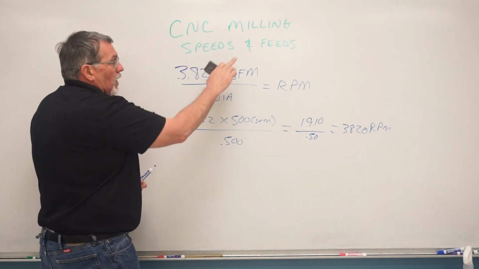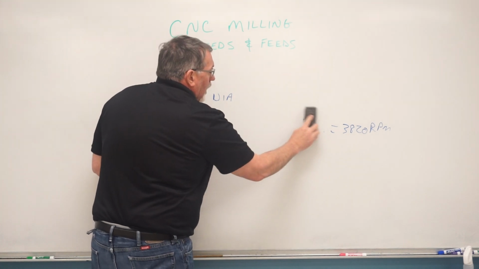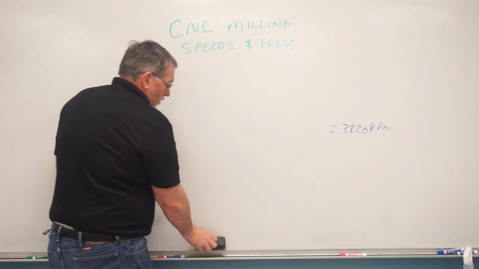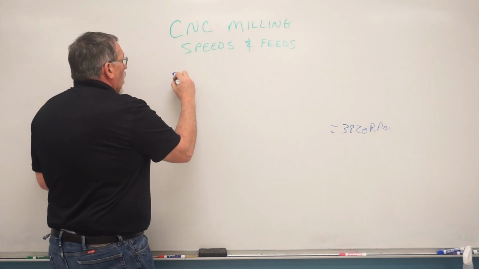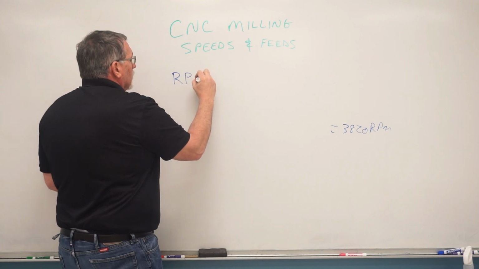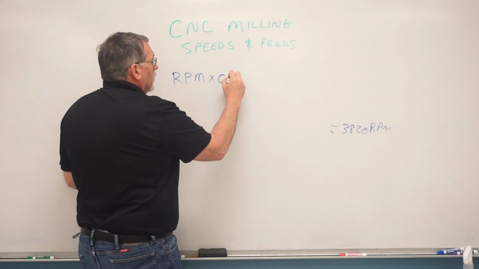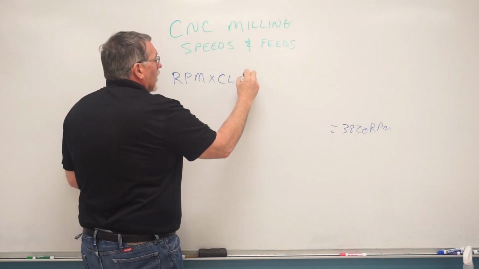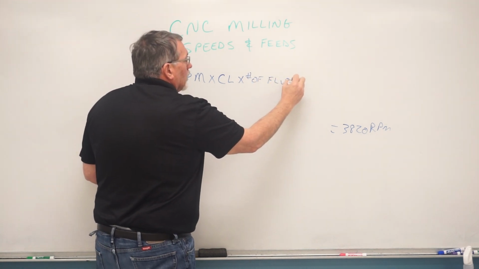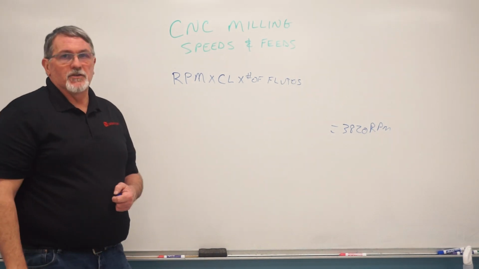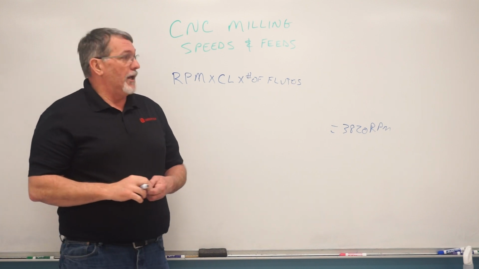So that's for our speeds. Our second formula is going to give us our feed rate. I'm just going to leave that number right there so we remember it. So feed rate is going to be your RPM times what we call chip load. We'll talk about that in a second. Times the number of flutes. By flutes, we mean the cutting edges of your end mill. And as you guys know, those come in 2, 3, 4, even 6 flute end mills.